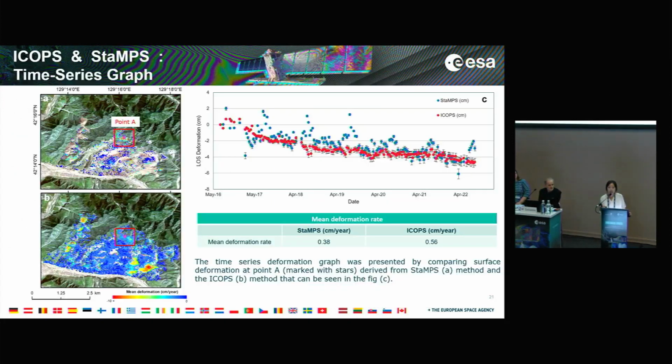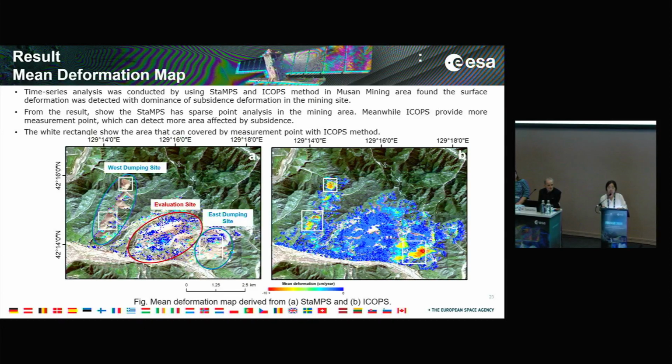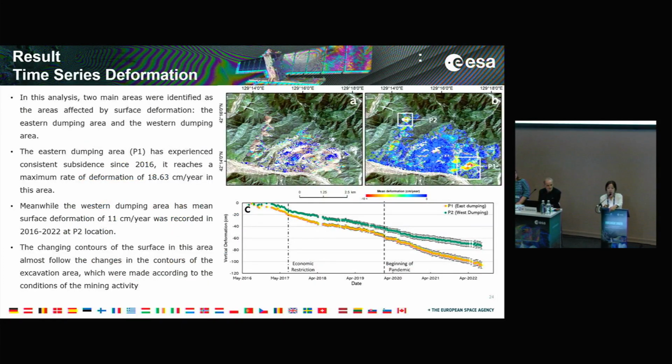Keep the algorithm. I show the result. The result: the mean deformation map at Musan. As a result, the Eastern dumping area, P1, has experienced constant subsidence since 2016. It reached a maximum rate of deformation of 18.63 centimeters per year in this area.